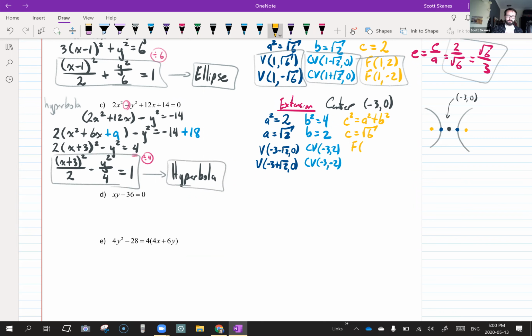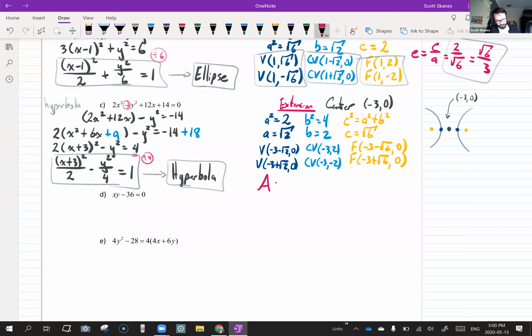The focus, take the center, and the distance from the center to the focus is C. So go left and right from the center by C. So -3 minus root 6, 0, and -3 plus root 6, and 0. And the only thing left to do is the asymptotes.